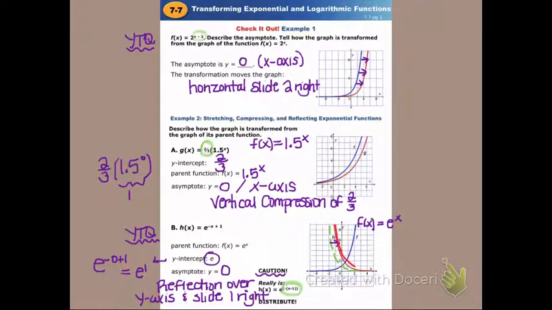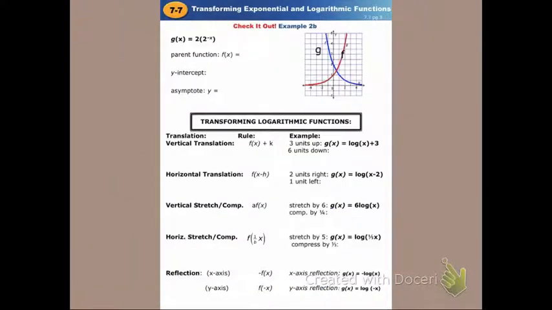Now, of course, the asymptote doesn't change at all. It's still the x-axis in this case. On our exponential graphs, the only thing that's going to change the asymptote is a slide up or down. And then the y-intercept: you can see that this graph is crossing at e, or e to the first power, because when we put in 0 for x, it simplifies down to e to the first.